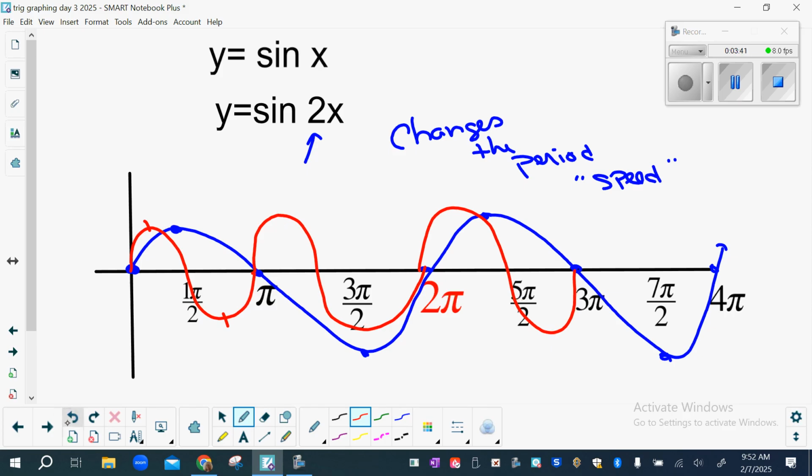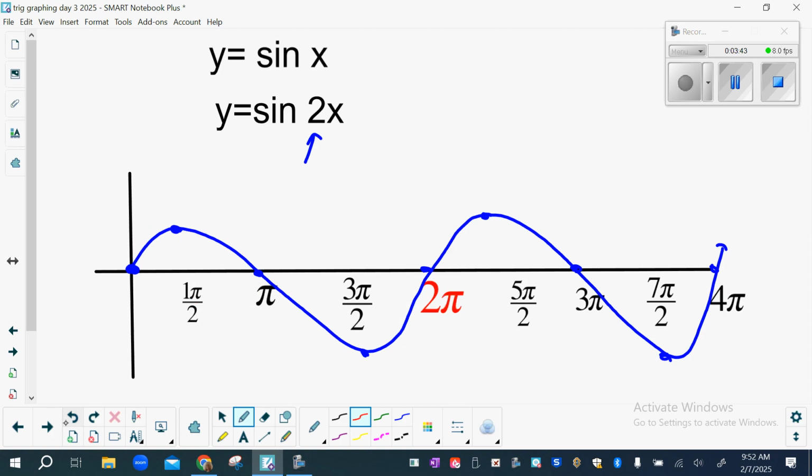Let me get rid of all this. What we're going to do is change how fast we do it on the bottom part. So here's what I'm telling you. Normally, it takes us from here to 2 pi to do a whole cycle. Now I want it to be done in 1 pi. I am going to make it go twice as fast.